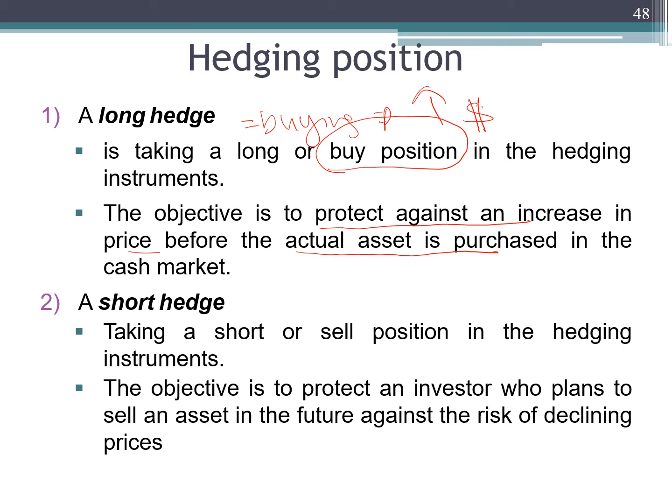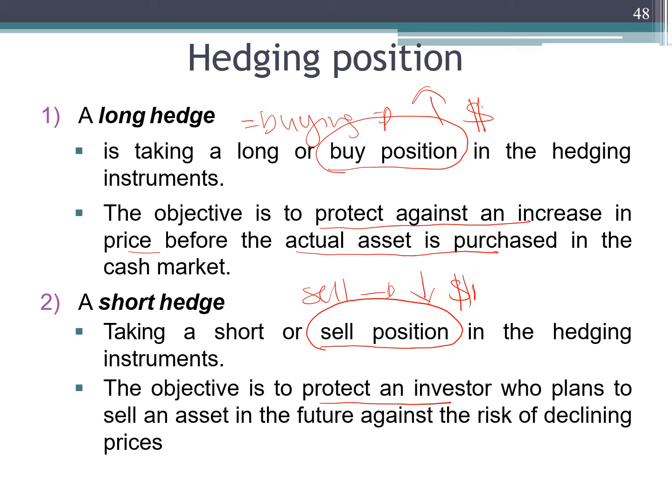The other one is the short hedge. The short hedge is in a selling position. When we are in a selling position, the objective is to protect the investor who plans to sell the asset in the future from the risk of a decline in price. So the short hedge is based on selling, so we want to protect from a reduction in price.